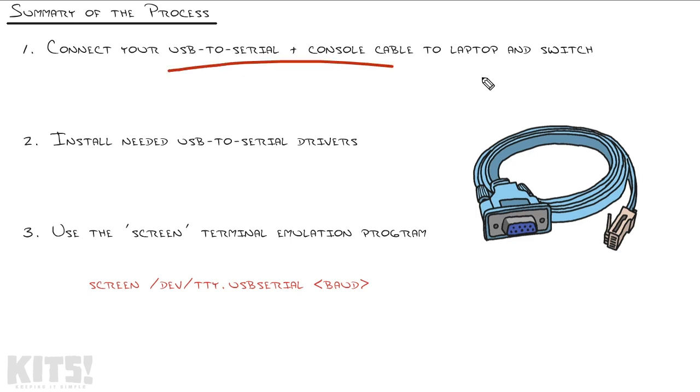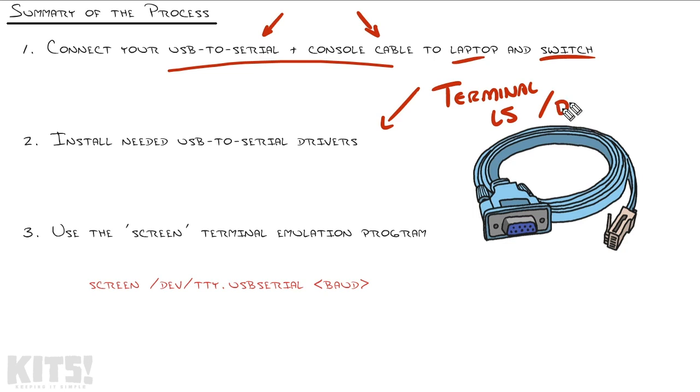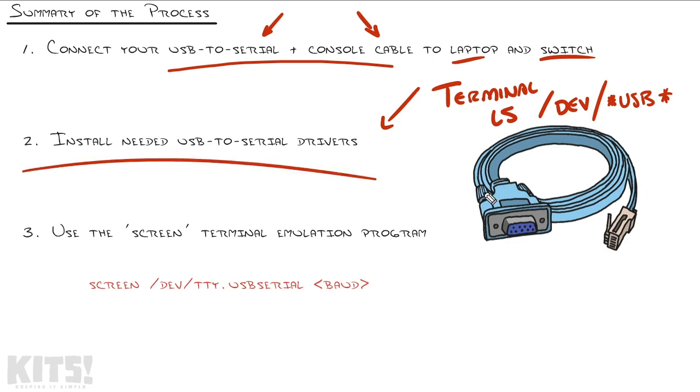So let's have a summary of the process we just walked through. First off, physical connections. Get the USB to serial cable and console cable connected to the laptop and the switch. Now, one thing I don't have on this summary is to see if the drivers are installed. Open that terminal program and do an ls, that's a listing of /dev/ anything with USB in it. Chances are pretty good, unless you've done this before, the drivers won't be there. So download and install the needed USB to serial drivers. Once those are in, you should see your device show up. It may be labeled USB serial, it may be labeled something else. It's all dependent on the manufacturer of that hardware.